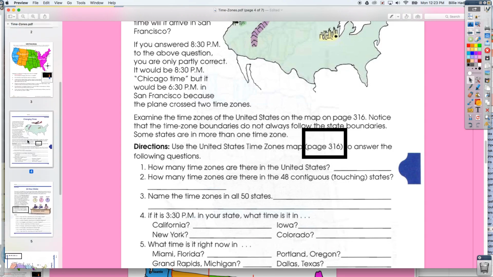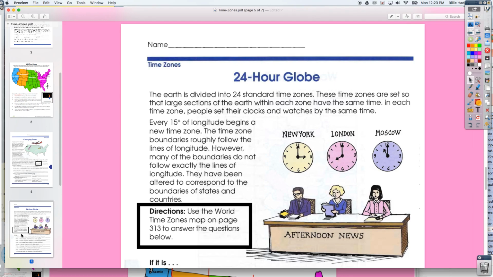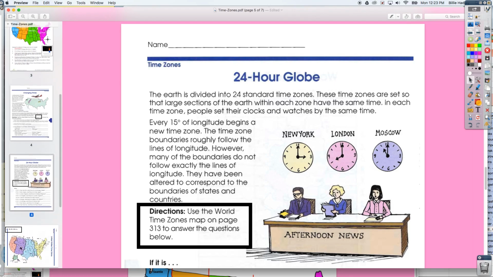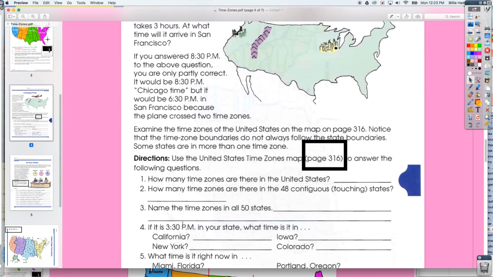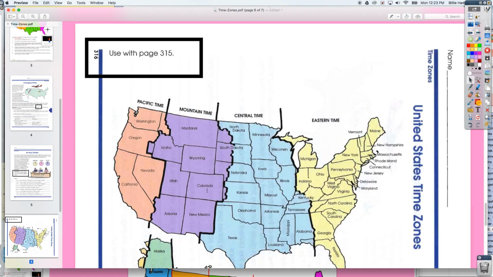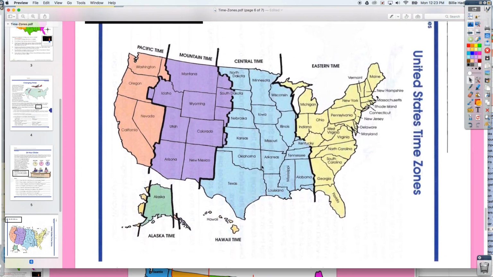I am totally missing a worksheet. The first question, how many time zones are there in the United States? The other sheet that we read said 6. Let's look at the map just to see why. So we see 4 here.